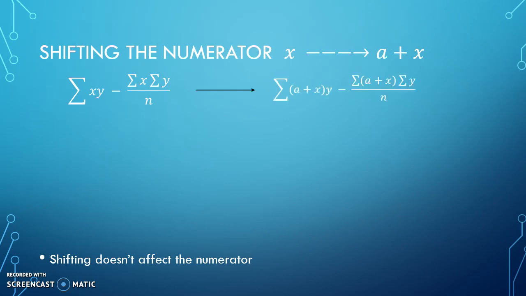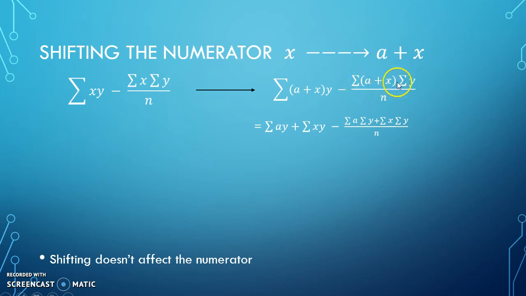Replace the x by a plus x. Open the bracket. For each bracket I open it up. Remember, the summation will be distributed. You have to distribute it. Okay, same thing we do for the numerator.